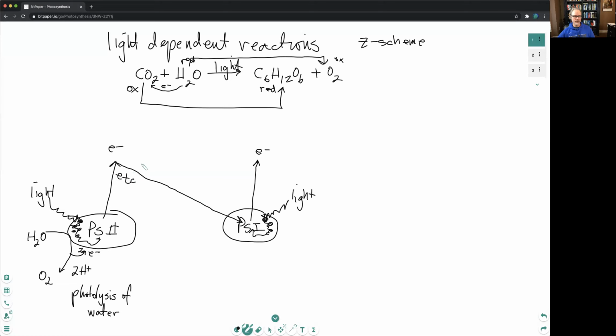So as this moves down the electron transport chain, this electron transport chain is in the thylakoid membrane. What's going to happen is these hydrogen ions are going to get pumped into the thylakoid space as the electron loses some energy as it moves down the electron transport chain. Small amounts of energy are going to be used to drive these hydrogen ions across this membrane.